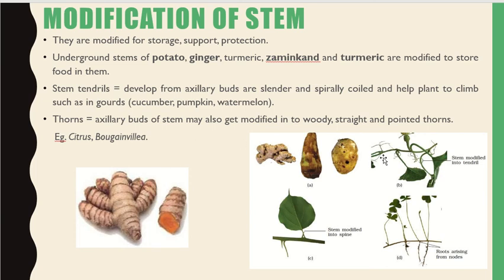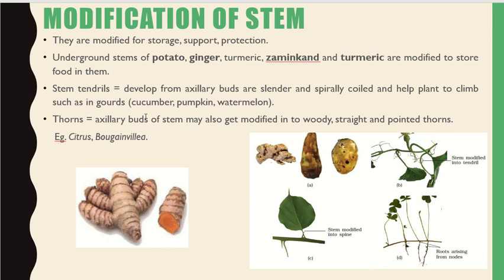So the next example is of stem tendrils. Here you can see basically they develop from the axillary buds, which are slender and spirally coiled, which help the plant to climb. For example, they occur in cucumber, pumpkin, watermelon.